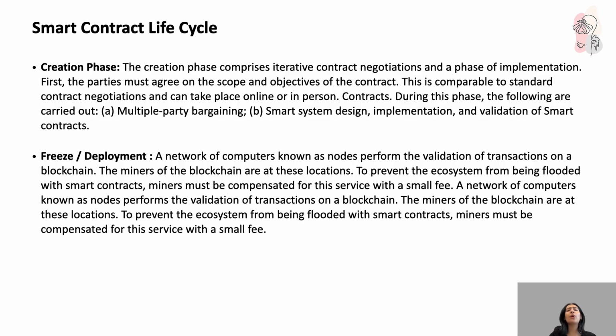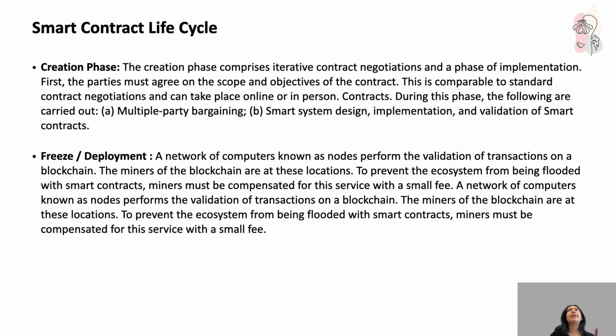This stage is quite similar to traditional contract negotiation. It can happen online, it can happen in person. During this phase, several important steps take place. Multiple parties bargain and agree, design the logic of the smart contract, decide what conditions and what security checks have to be there, implement it in code, and finally validate it to make sure it works as expected. Makes sense?